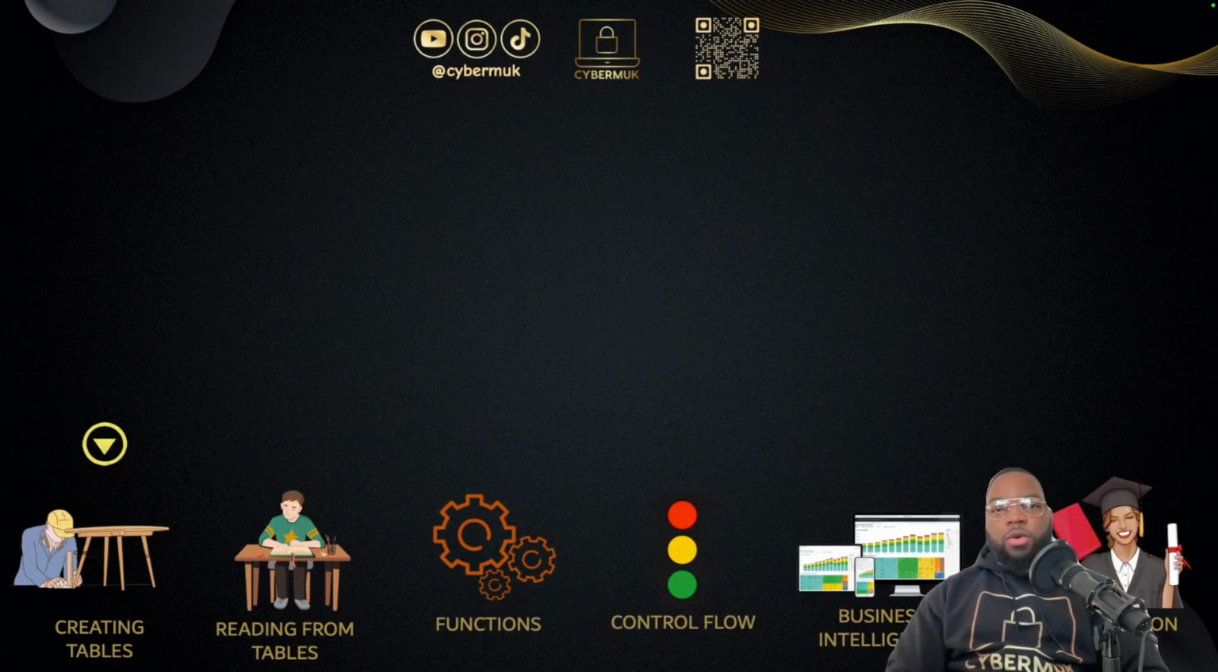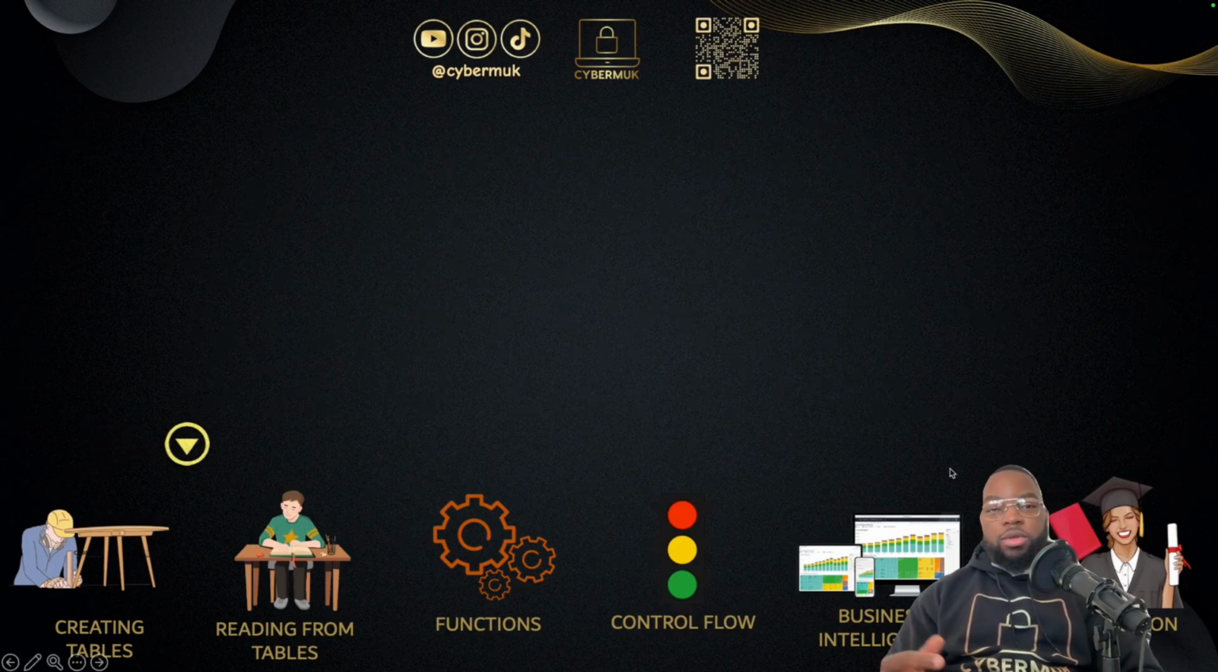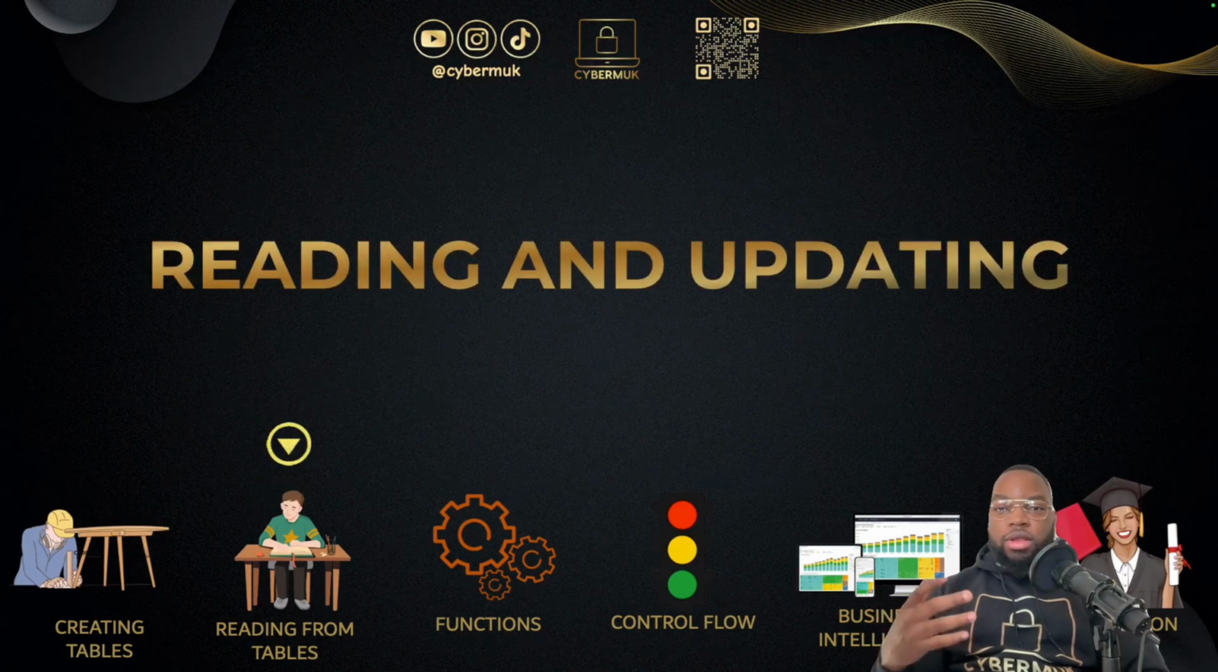In the previous video, we did create tables. So we started by creating tables. We did basic commands like drop to delete a table, describe to view the content of a table. Now we are going to read from tables. So we are going to see how to view the data in a table, update that data, change, add rows, and more.